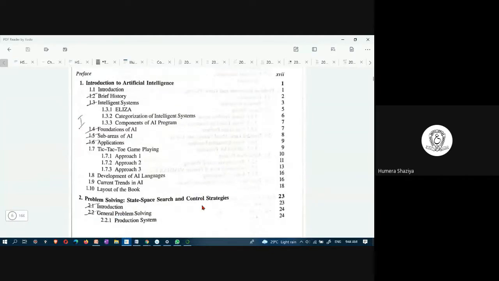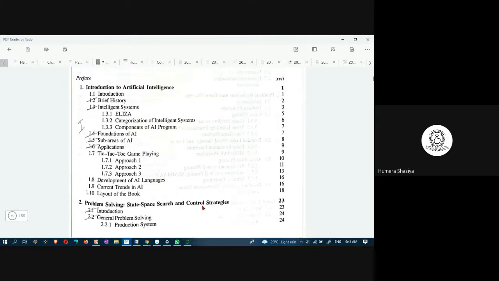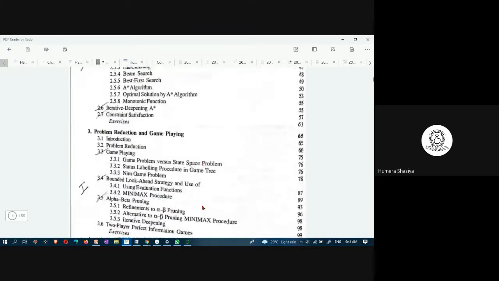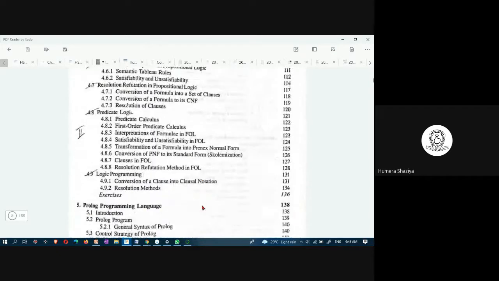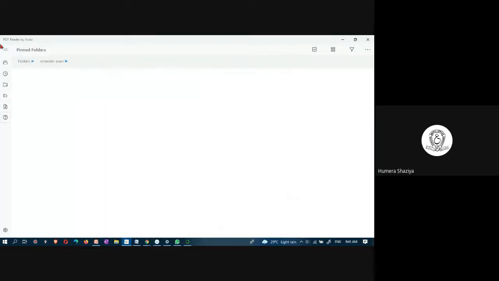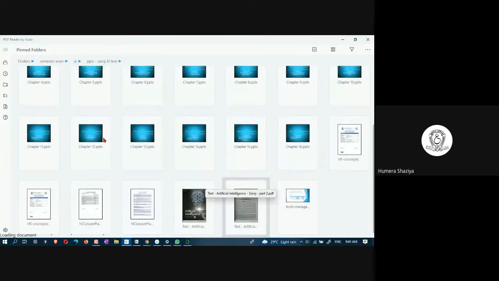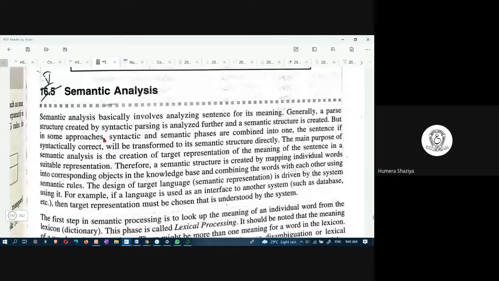And these are the topics: Introduction to Artificial Intelligence, problem solving, and so on. As we go along, we will study these different topics. That is the first part of the book. The second part of the book is this. Because it is very huge, it has been split into two parts. So both the parts I will be sharing with you.